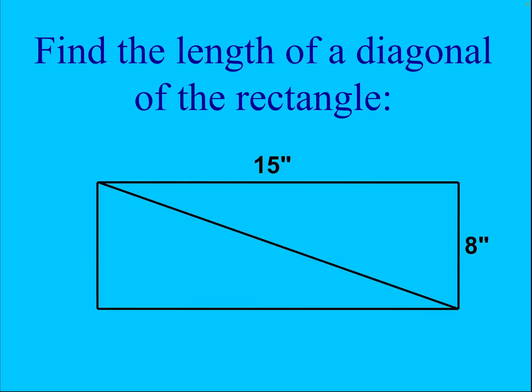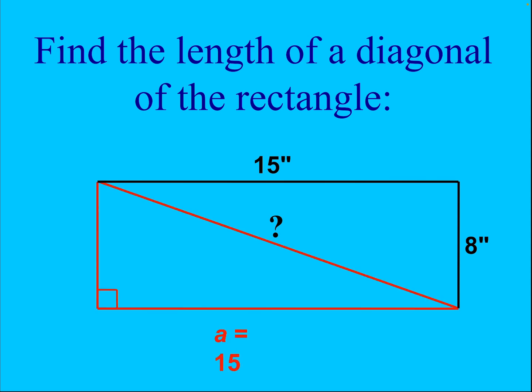So what if I gave you a rectangle, a 15 by 8 inch rectangle, and I said find the length of the diagonal of the rectangle? Now the first thing that should pop in your head is, besides the fact that these opposite sides are 15 and these opposite sides are 8, is that every angle of a rectangle is 90 degrees. Meaning this angle right here is 90 degrees. So we have a right triangle. Okay. So if I want to know the length of this diagonal, I can use the Pythagorean theorem. A squared plus B squared equals C squared, and then solve for C.